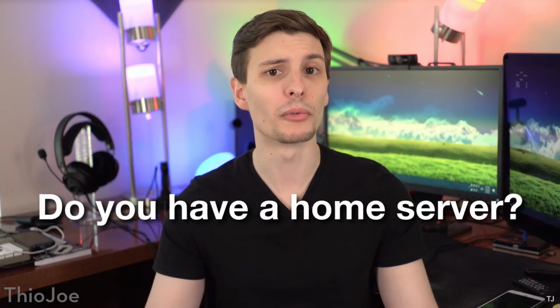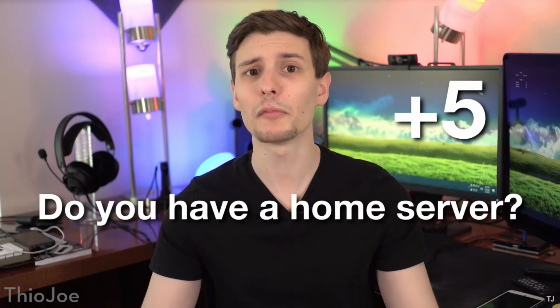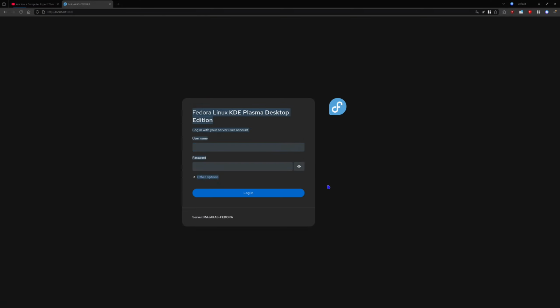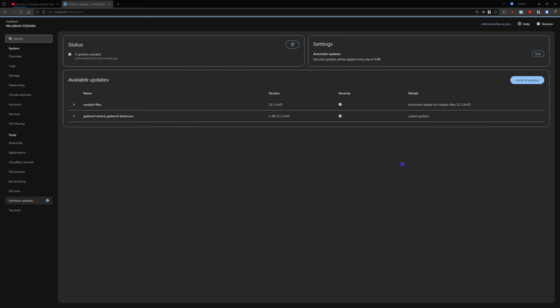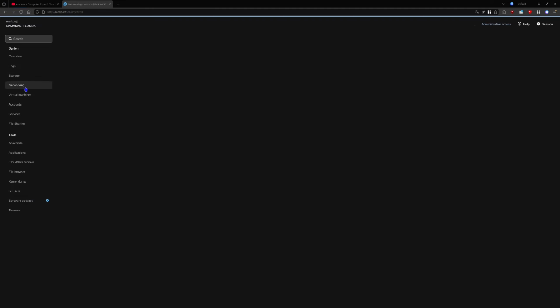And if you have a home server that you run, you give yourself 5 points. Okay, let me show you that I actually run a server right now. And there we go. We have this thing where I can just log in and manage my computer remotely. I can install updates and stuff. It's kind of sweet, the stuff I can do here. So yes, I do run a home server, technically speaking.